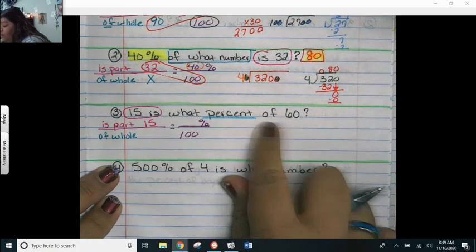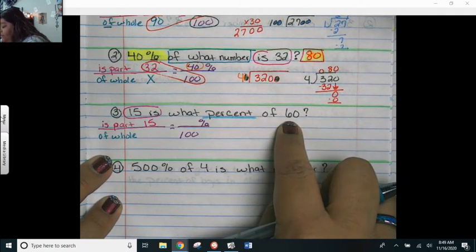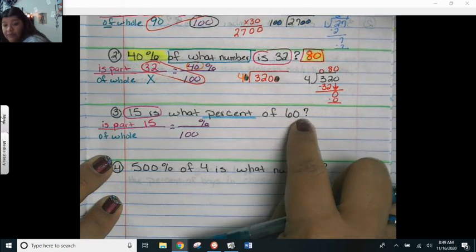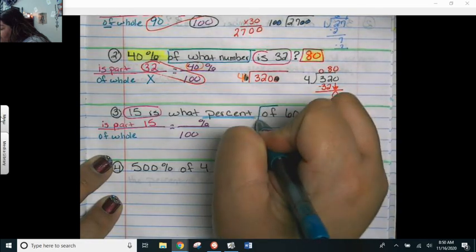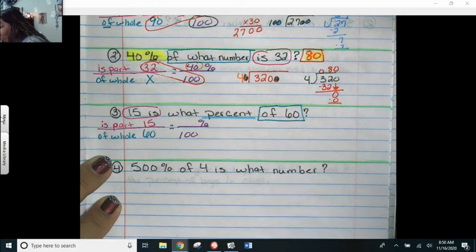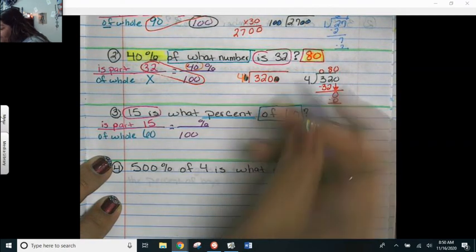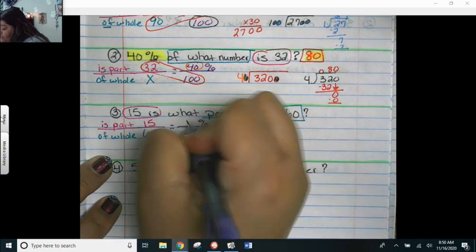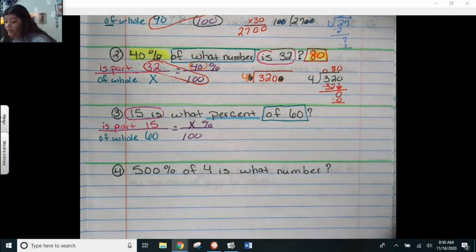I see another number. Look what word is next to that number. Of. Again, I do not see the word is. We're good. I do not see a percent symbol after the 60, so it cannot be a percent. The only other word next to it is the of. So that's my 60, which means the missing number here is a percent. So that's going to be your X right there. The 100 is still there because percent is per 100.